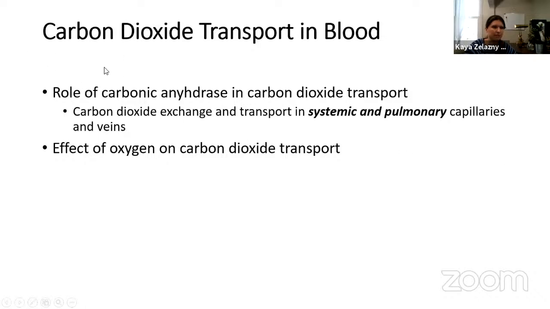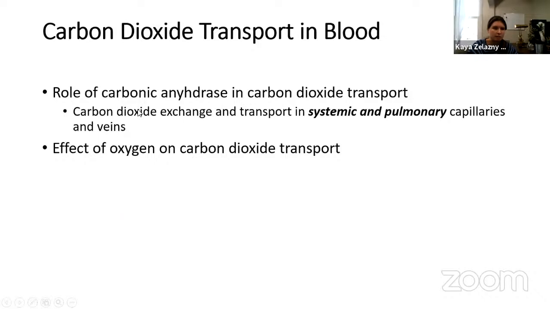So we'll get to a kind of opposite effect that oxygen has on carbon dioxide transport as well. But usually what's happening with carbon dioxide is that we're going to use this enzyme, carbonic anhydrase, which we talked about as being present in our red blood cells. Carbonic anhydrase is going to convert our carbon dioxide into a form that can be carried in the blood. We'll take a look at the equation in a second.